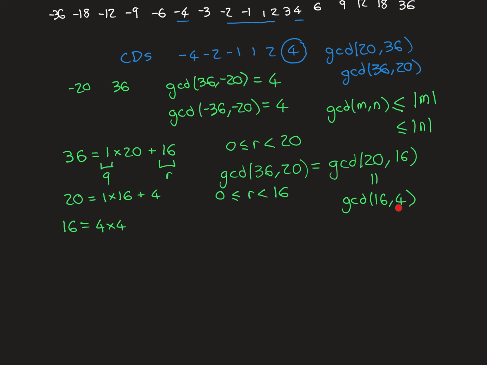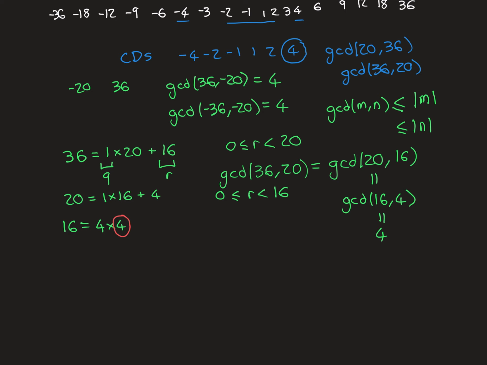So it can't be bigger than 4, but actually because 4 is a divisor of 16, 16 is a multiple of 4, then 4 divides 16, and of course 4 divides itself, therefore you can conclude that 4 is going to be the greatest common divisor. So this greatest common divisor of 16 and 4 is going to equal 4, and because I know this is equal to this, and this is equal to this, and this is now equal to 4, I can then conclude that my initial GCD of 36 and 20 is equal to 4.